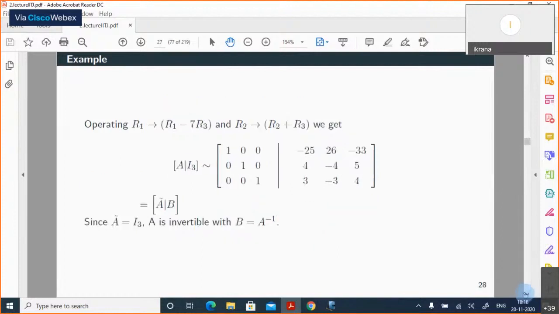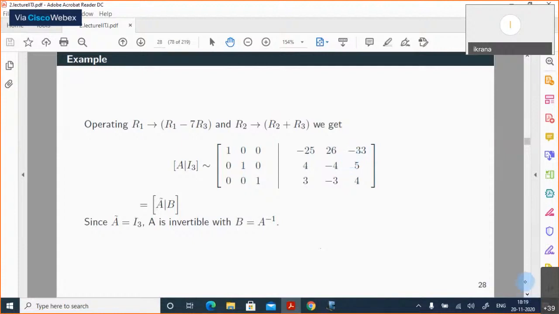I leave the checking. Once you do all those operations, this becomes indeed an identity matrix. So the reduced row echelon form of A tilde is the identity, and the same elementary row operations, with the same order, if done on the identity matrix, give you this matrix. So this matrix must be the inverse of A. So we can say A is invertible because its reduced row echelon form is the identity, and the corresponding matrix changed from I is the inverse.